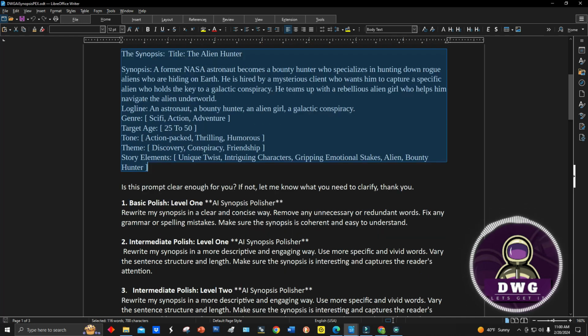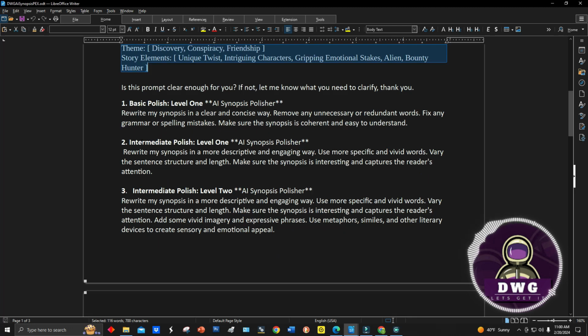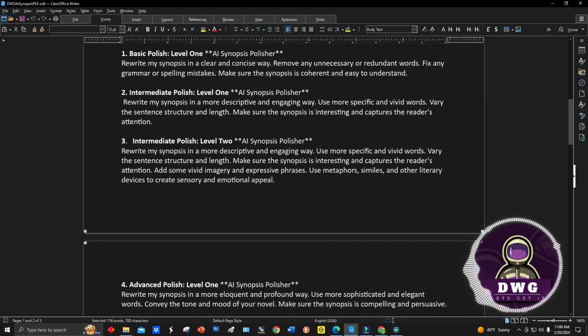You would paste that here, and this prompt would know to take this information, and then it would apply certain levels of polish. Here are the certain levels of polish. You've got polish 1 all the way down to polish 7. Now, polish 7 is expert level 2, and it will apply all of this on here.